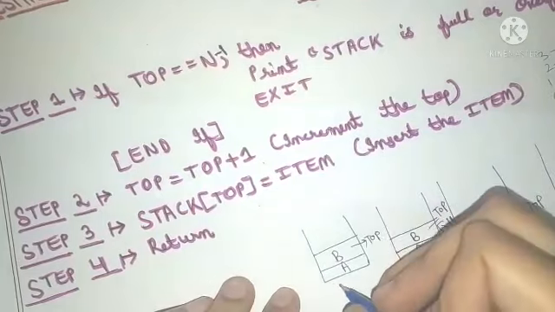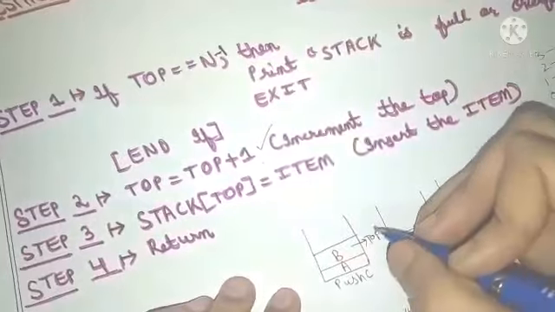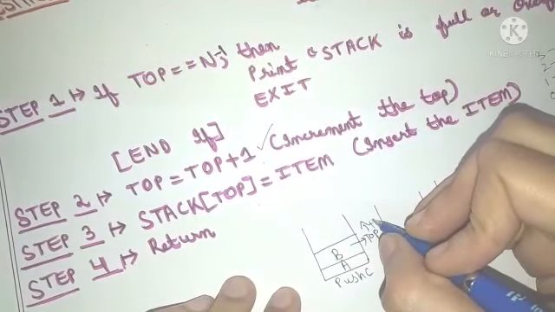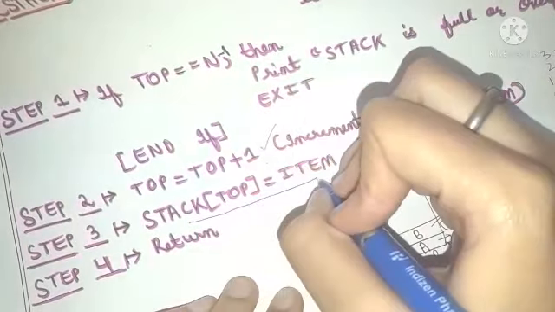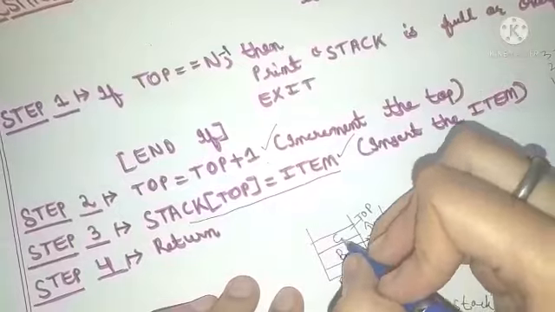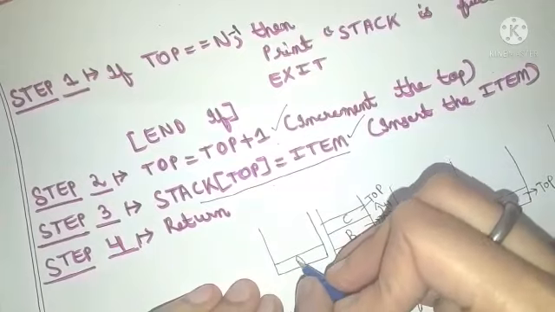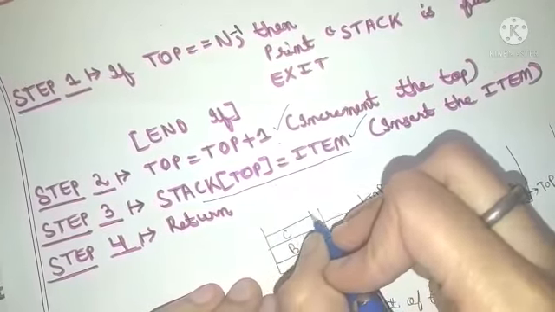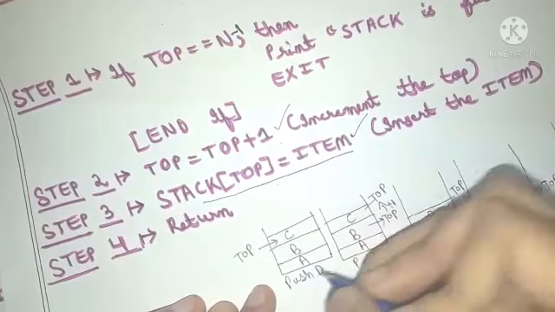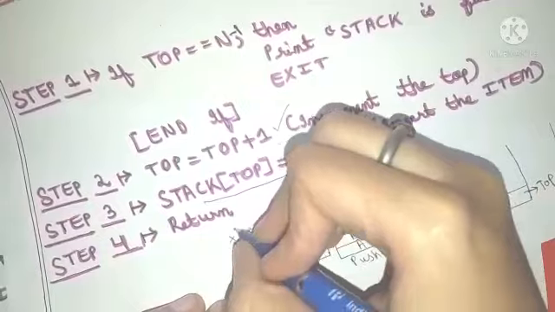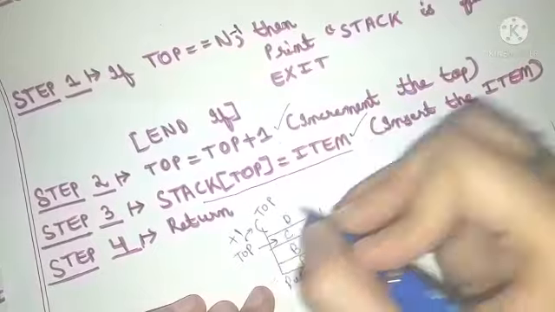After that I want to push C. Again I will execute the step top is equal to top plus 1, that is incremented by one position. Then top pointer is pointing here, and the step stack top is equal to item executes, so C is inserted over here. After that we will insert one more element. Presently my top pointer is here. Now I want to push D. Again top will be incremented by one position, the top pointer points here, and D is inserted.